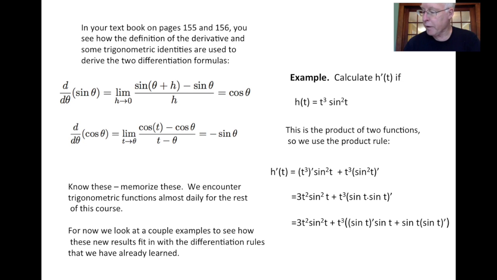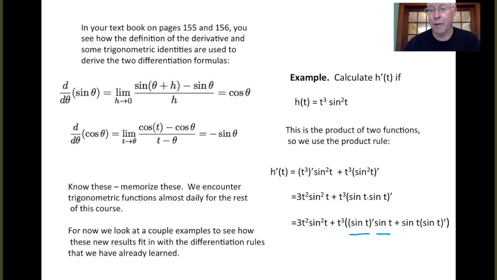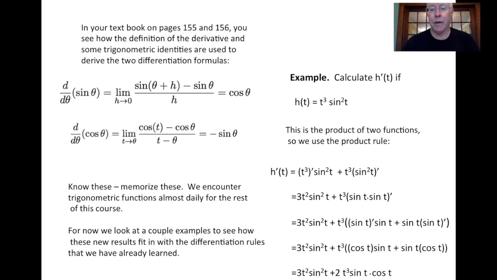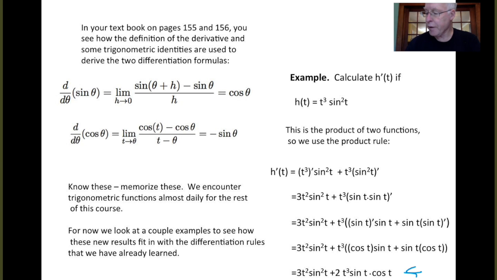So down here, in differentiating sine of t times sine of t, we take the first function, sine of t, differentiate it, multiply by the second, which is also sine of t, and then the first function times the derivative of the second. The derivative of sine is cosine. So we fill in the cosines for the sine derivatives, and then a little bit of algebra brings us to the final answer down here: 3t squared sine squared of t plus 2t cubed sine t cosine t.